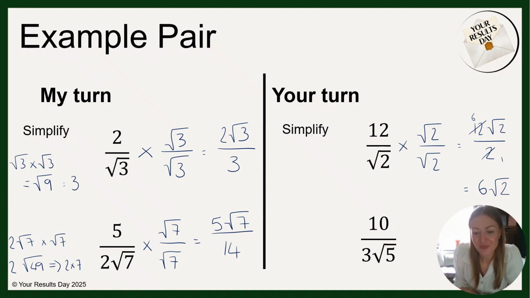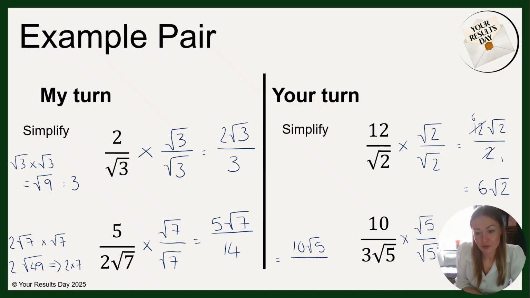And for this one, we will be multiplying by root 5 over root 5. I'm going to do my answer over here just because I've not got much room. 10 root 5 on the top.